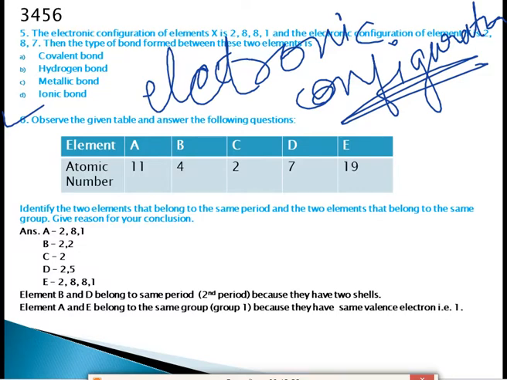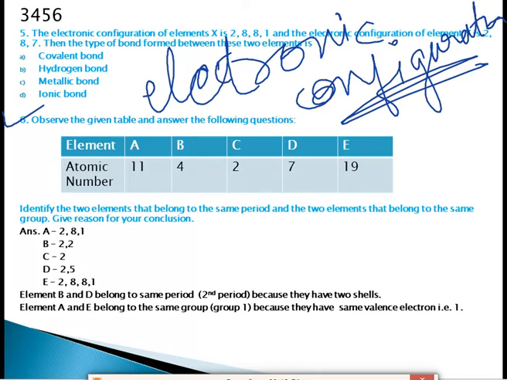Now first of all, we will write the electronic configuration. The electronic configuration of element A is 2, 8, 1. 2 electrons in the first shell, the second shell contains 8 electrons, and the remaining electron will go into the next shell. On the basis of this, we have written the electronic configuration.